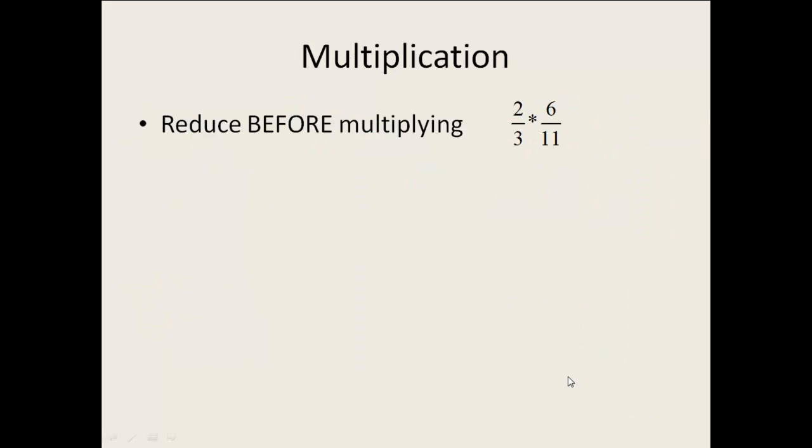Okay, now we're going to look at multiplication, and we generally want to reduce before multiplying. So if I were doing this multiplication problem here, 2/3 times 6 over 11, I'm going to go ahead and reduce the 6 and the 3 first, and I'm going to reduce them by 3, so I would be left with a 1 and a 2. Then I'm going to multiply straight across, so 2 times 2 would give me 4, and 1 times 11 would give me 11. So general rule of thumb is reduce before you multiply.